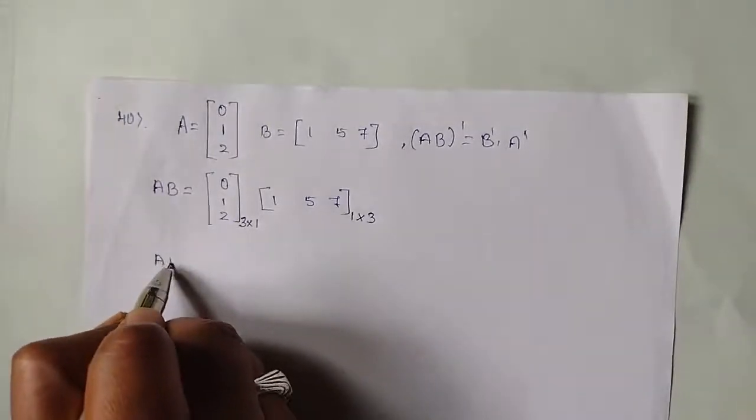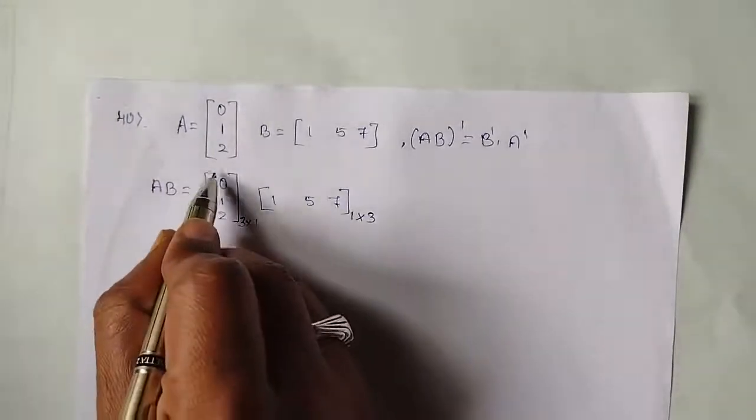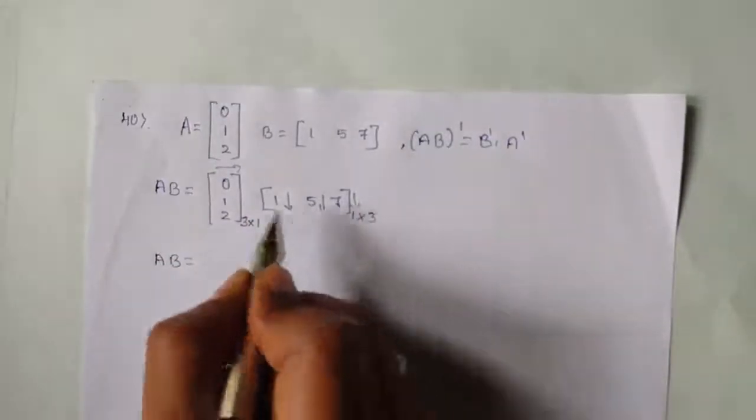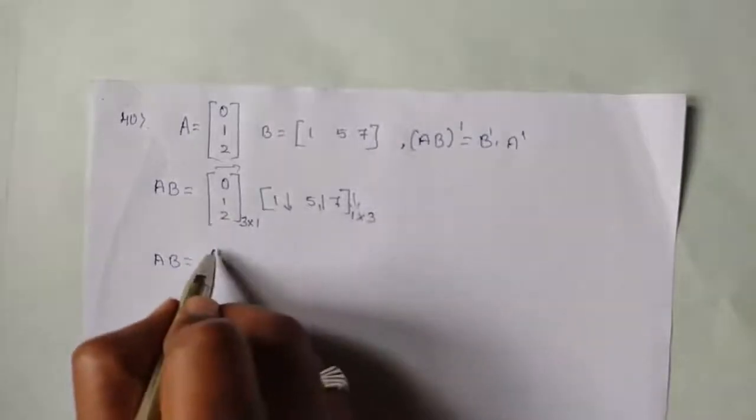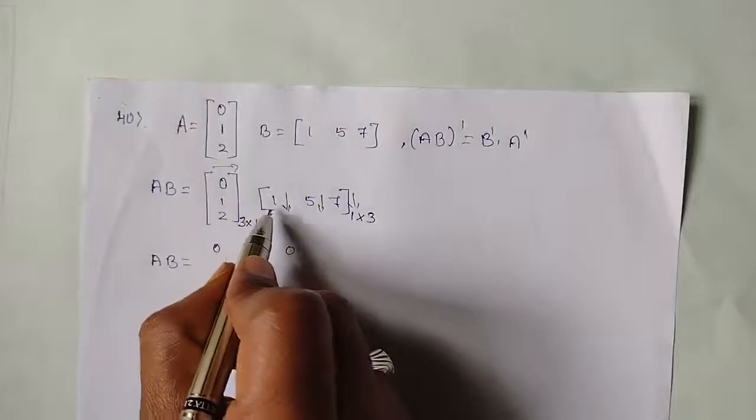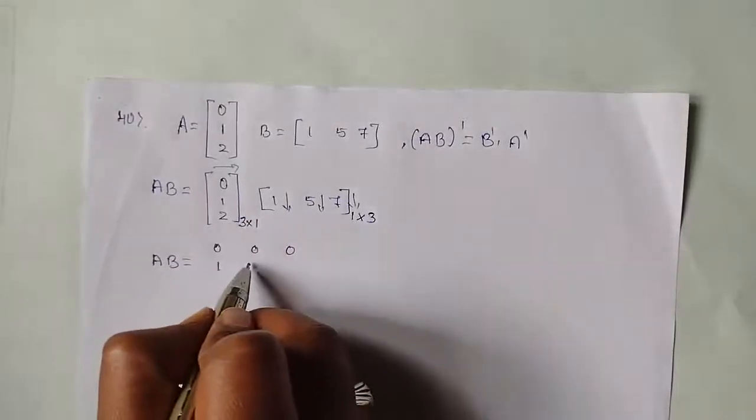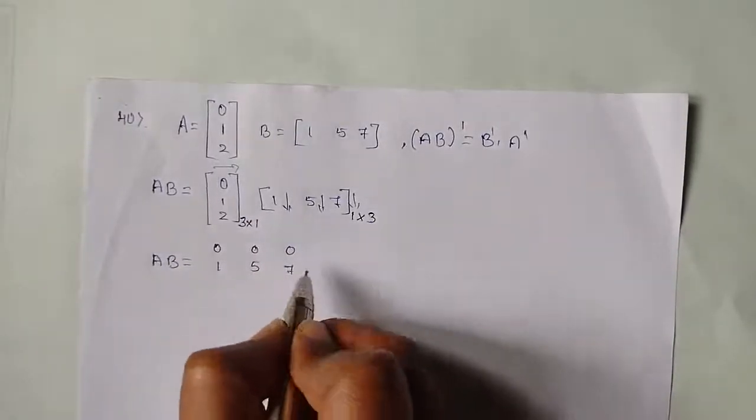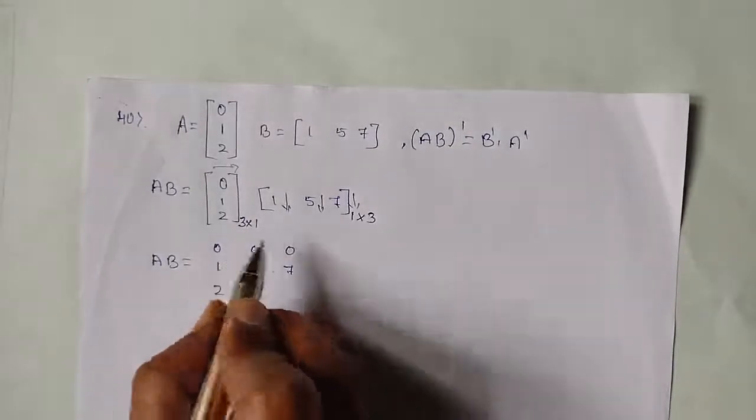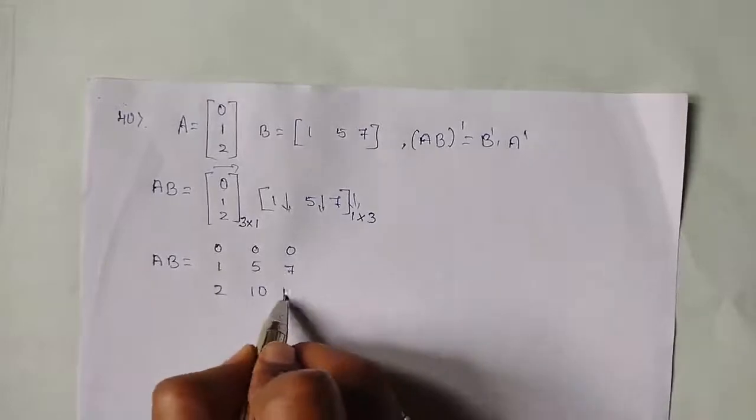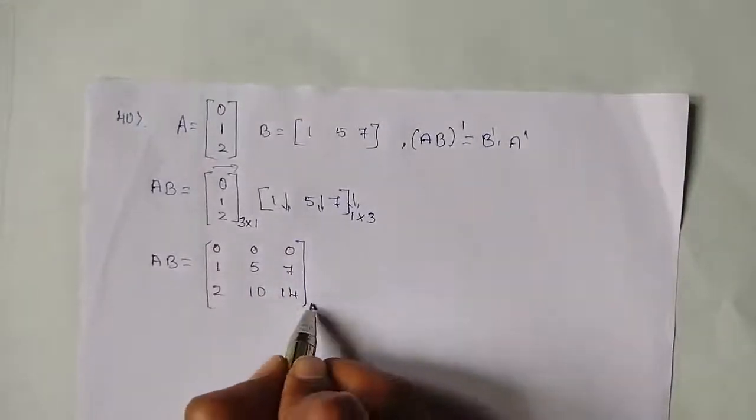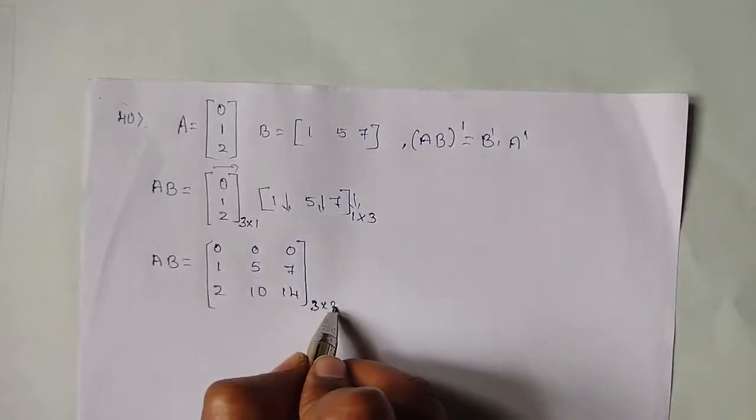AB is equal to: first multiply the first row with the first, second and third columns. 0 into 1, 5, 7 means 0, 0, 0. And 1 into 1, 5, 7 means 1, 5, 7. Next multiply with 2: 2 ones are 2, 2 fives are 10, 2 sevens are 14. This is the product AB matrix, of order 3 cross 3.